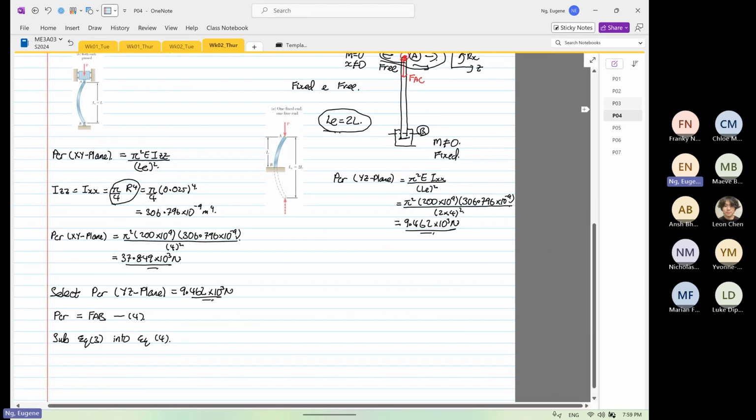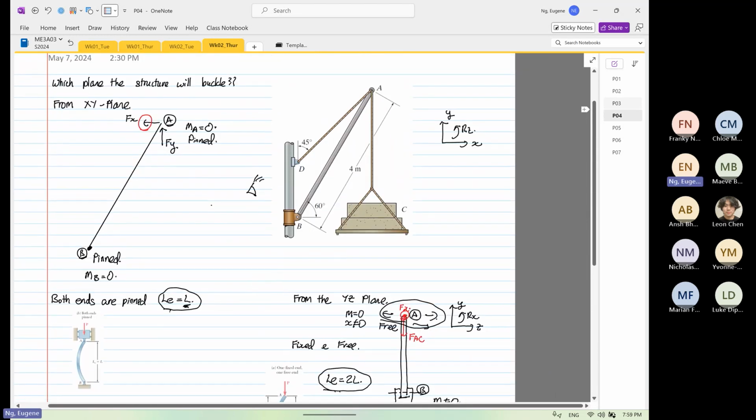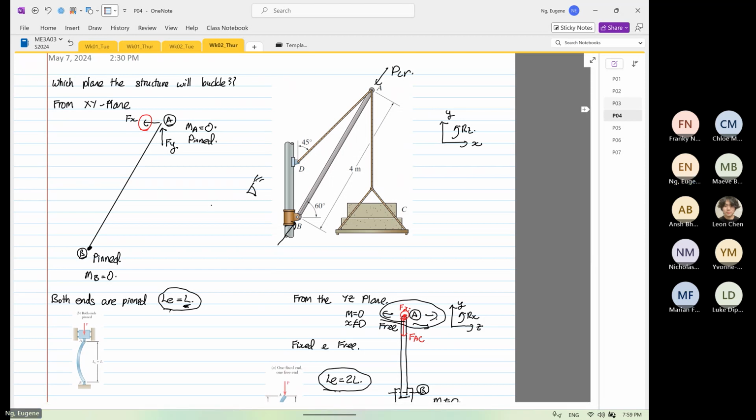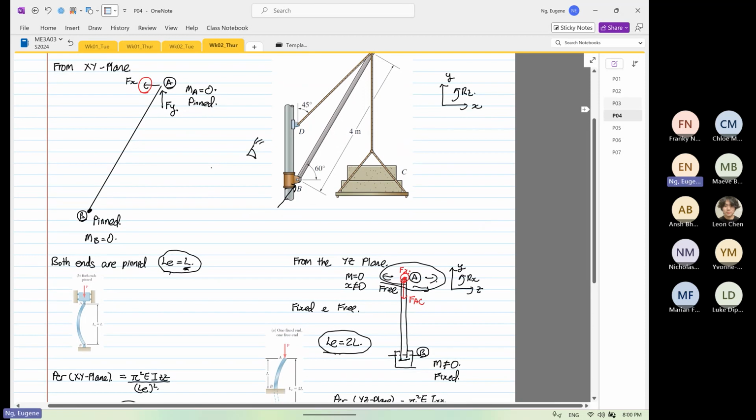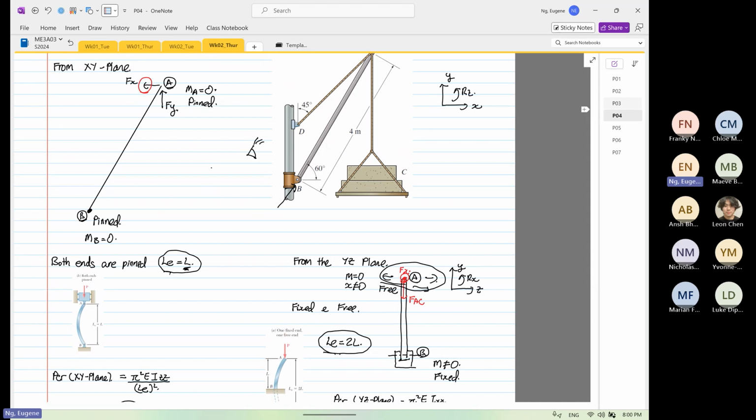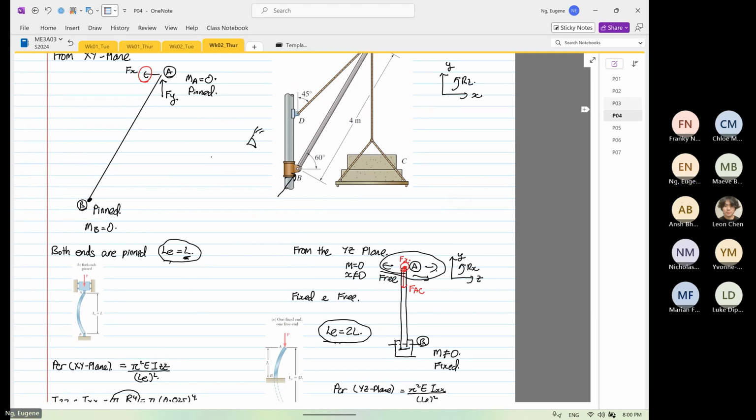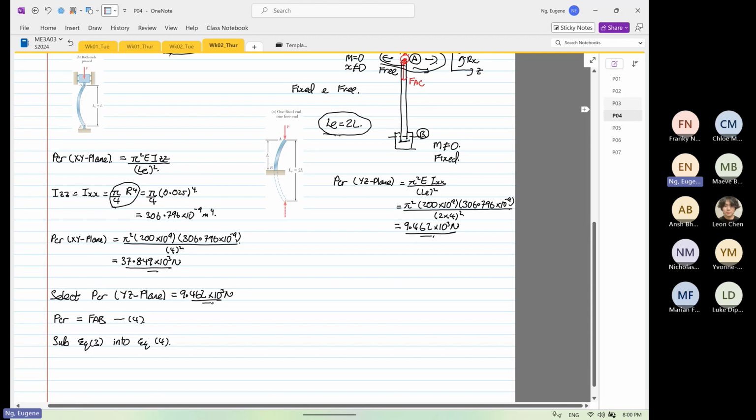Because when we calculate PCR, coming back to this diagram, PCR is acting in this direction, whichever plane you look at, because of how it's fixed differently. So the PCR for the YZ plane is basically the axial load being applied. Axial load being applied along the YZ plane and XY plane are the same axial load. So let me highlight that again.